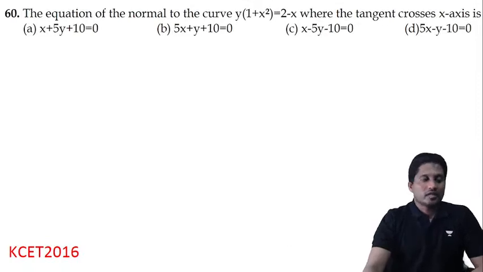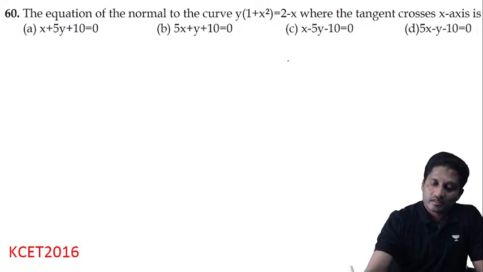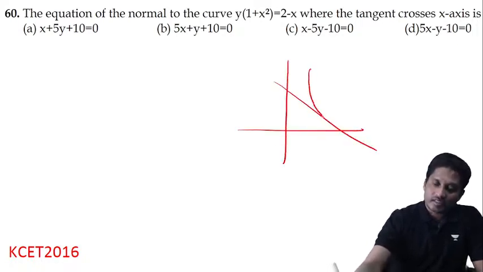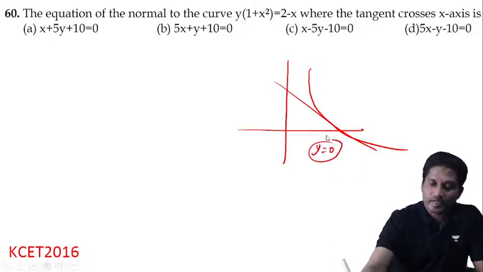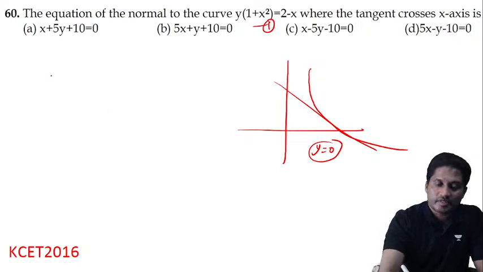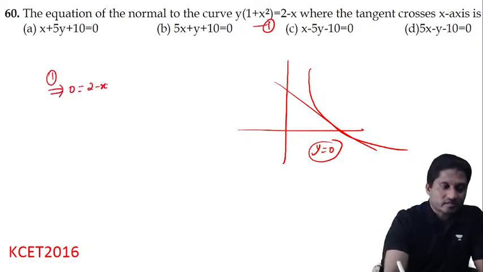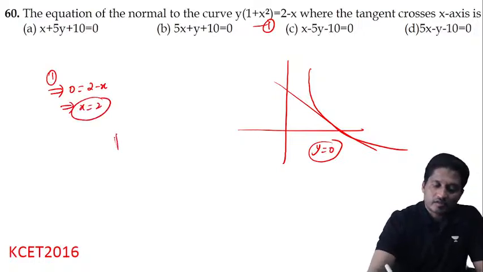Equation of the normal to the curve where the tangent crosses the x-axis. Right, now listen. The tangent crosses x-axis, obviously y will be equal to 0. So if I put y equal to 0 in the first option equation, we'll get 0 is equal to 2 minus x, which is x is equal to 2. So what's the point I got? Point will be equal to 2 comma 0, right?